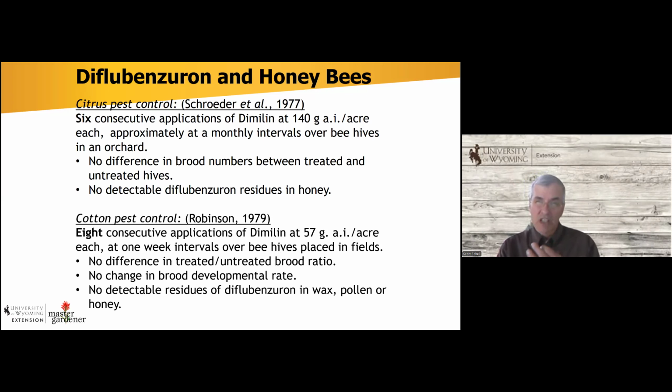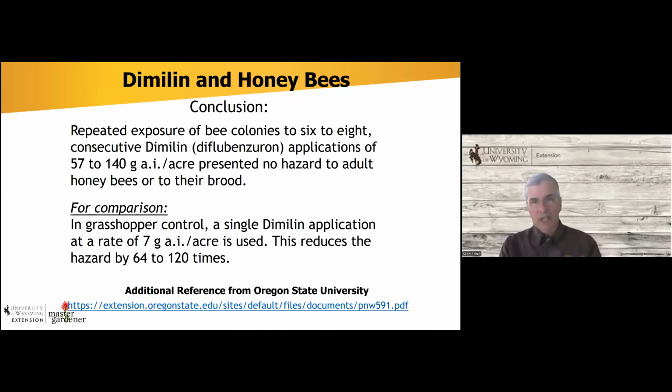Because essentially where the bees are foraging inside the flower is not going to be a place where the diflubenzuron gets. And then the way it's applied and the formulation, it goes on to the leaf surface and sticks, and so the bees are not eating the leaves. So again, very little hazard to the honeybees, and especially when you compare it to a grasshopper control, which would be a single application on rangeland for Dimilin or diflubenzuron at about 7 grams of active ingredient per acre. So it reduces the hazard by 64 to 120 times.